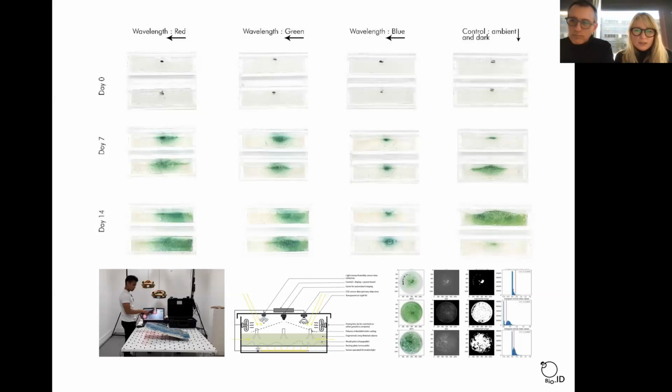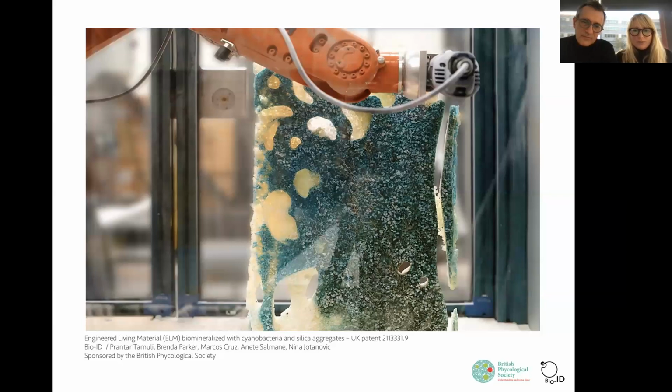And what he has really discovered is the way that cyanobacteria grow towards different wavelengths of light actually impacts the type of biomaterial or engineered living material that you can produce. And this is just some of the data that he was able to generate from his research on the program. And what's, I think, really gratifying is not just to collect data and produce graphs, it's actually to make things that are informed by the knowledge that you generate on the program. And here you can see Prantar doing some robotic milling of the aggregate material that he had developed.